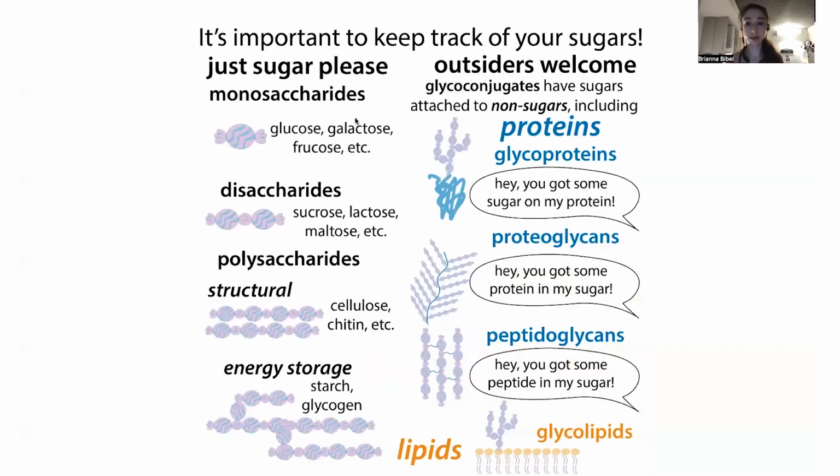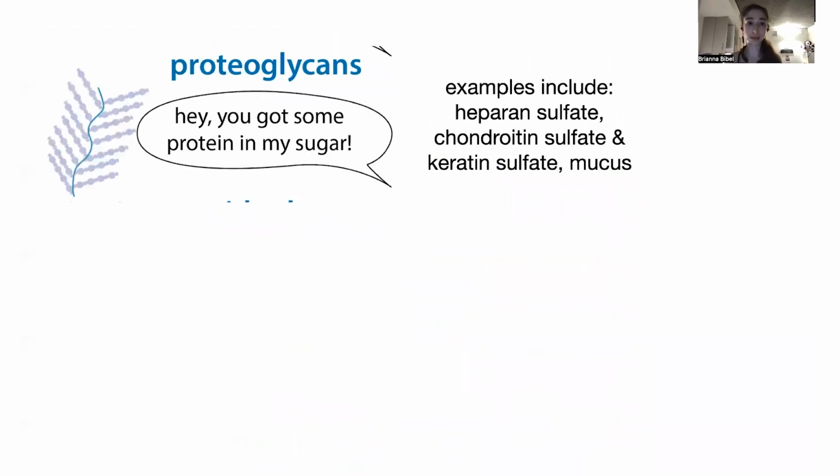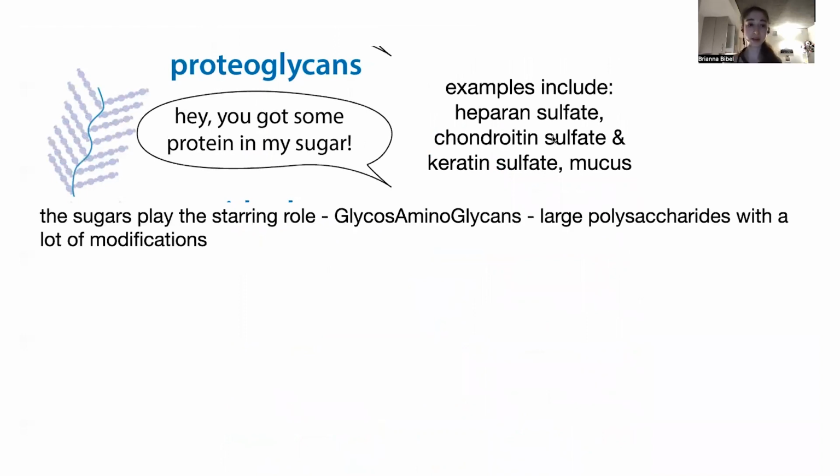Okay, so that was a glycoprotein, where protein was the star and glyco was the minor role. Now let's talk about proteoglycans. Here you have mostly sugar and then part protein, and the protein is often serving to help hold it in place. Some examples include heparan sulfate, chondroitin sulfate, and keratan sulfate, as well as mucus.